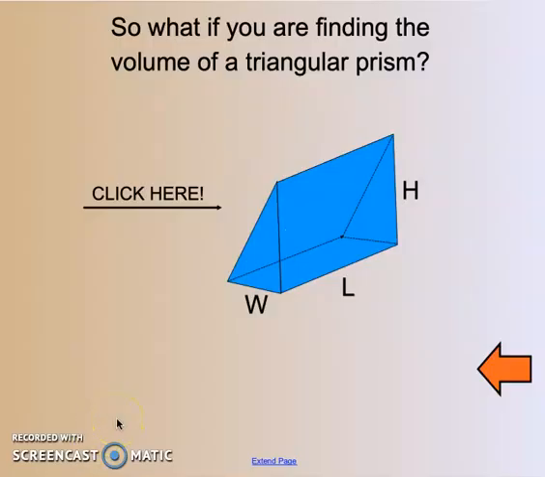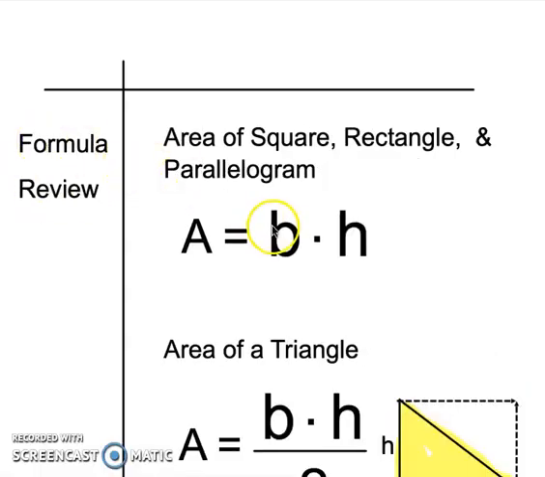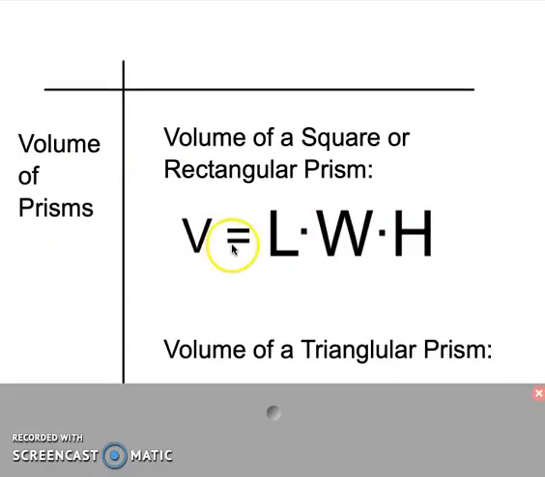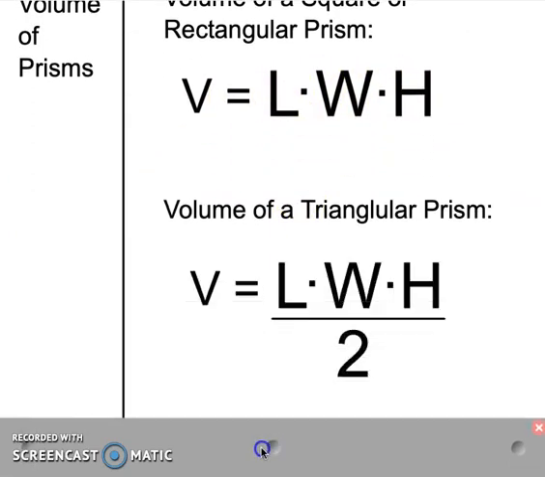Okay, moving on to triangular prisms. Remember that a triangle is half of a rectangle, and as it turns out, a triangular prism is half of a rectangular prism. So if we think about the triangular prism that has this width, this length, and this height, you can see that it is half of the rectangular prism with that width, length, and height. So we just have to do the same thing we did before. When we took the area of a rectangle and divided by 2 to get the triangle, now we're going to take the volume of a rectangular prism and divide it by 2 to get the volume of the triangular prism.